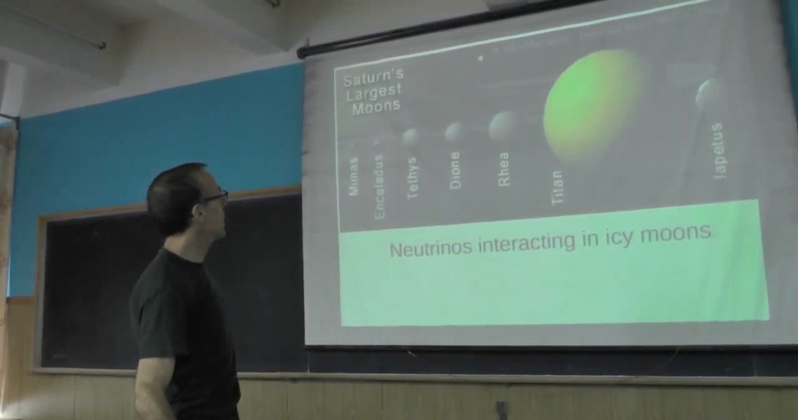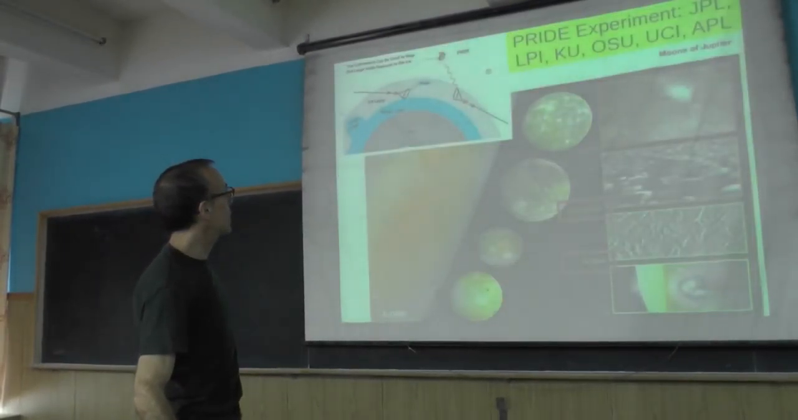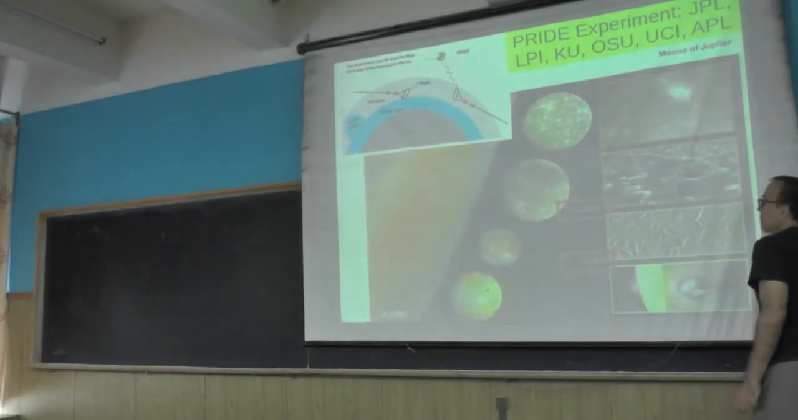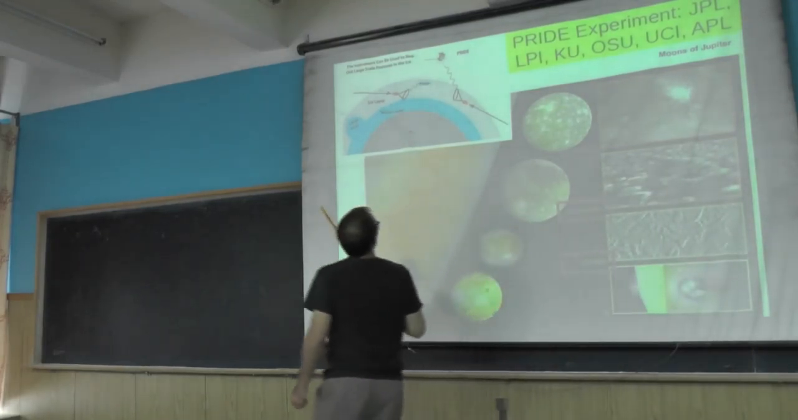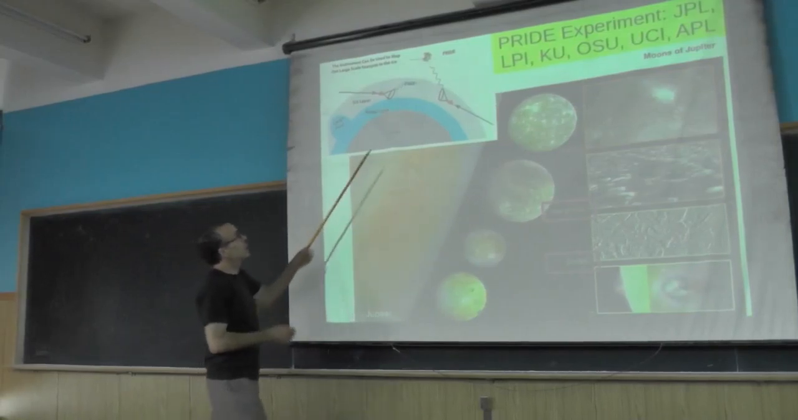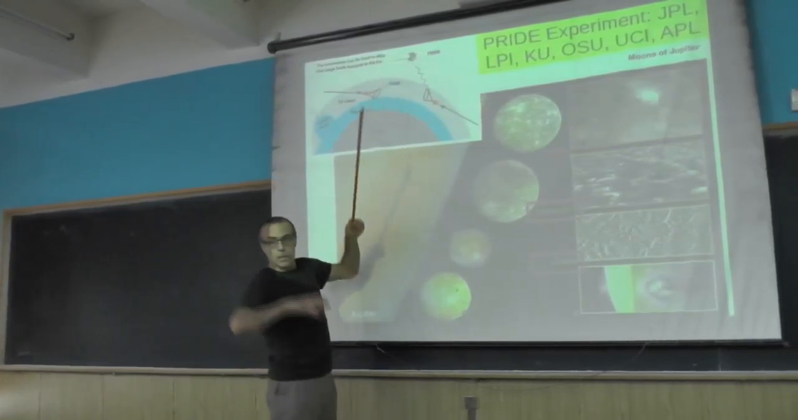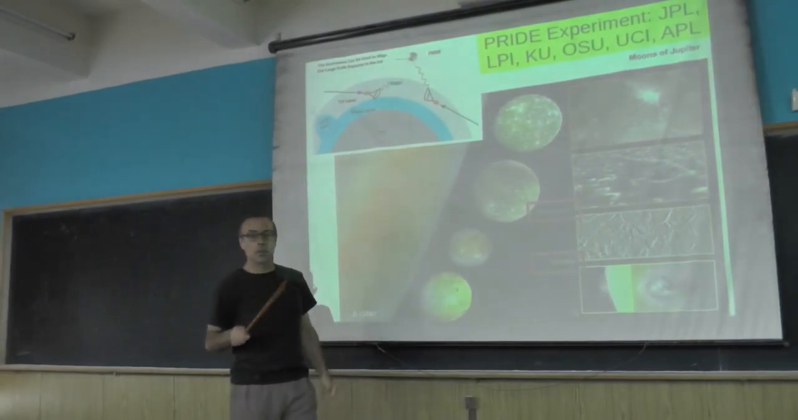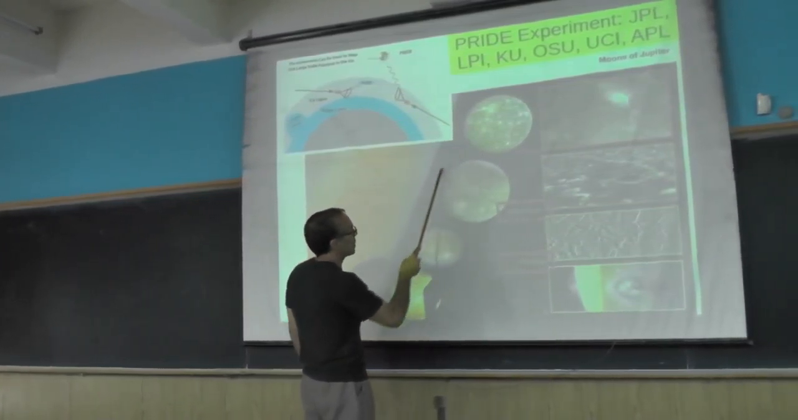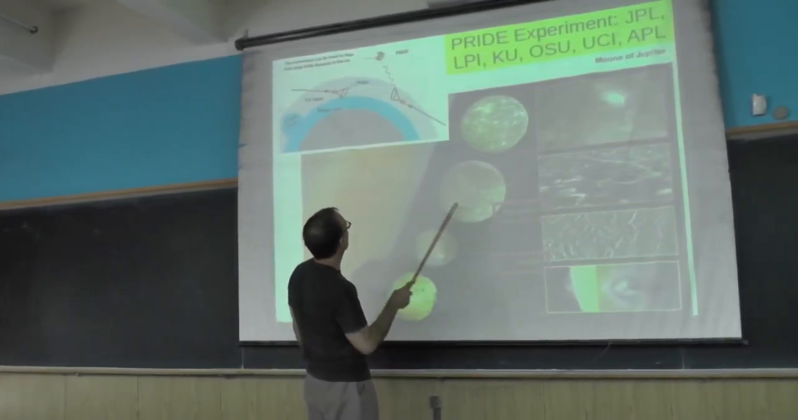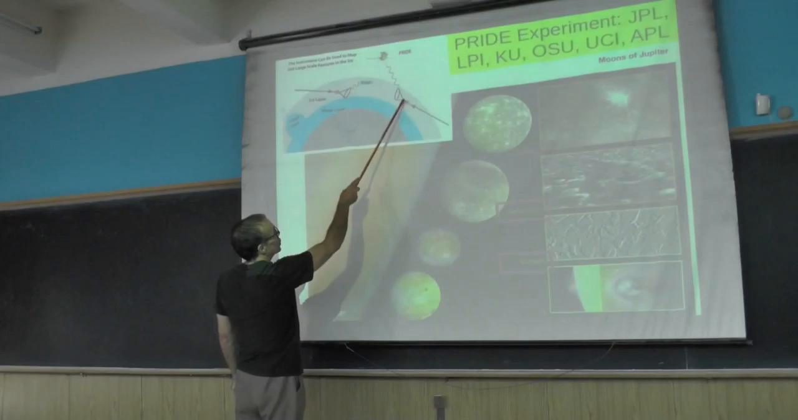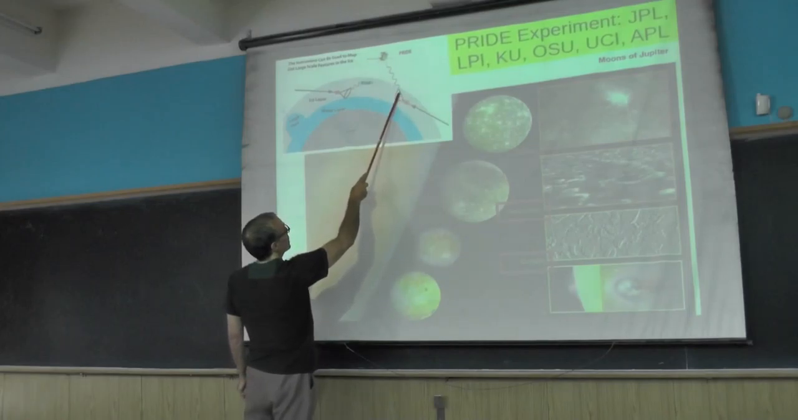As I mentioned before, there's a project called the PRIDE experiment, which we're about to apply for money for, which I'd be very surprised if we got. The PRIDE experiment is an orbiter that would go up somewhere around 2023. It would circle around the icy moons of Jupiter and Saturn. Again, what it's looking for are neutrinos interacting in the ice, producing radio waves.